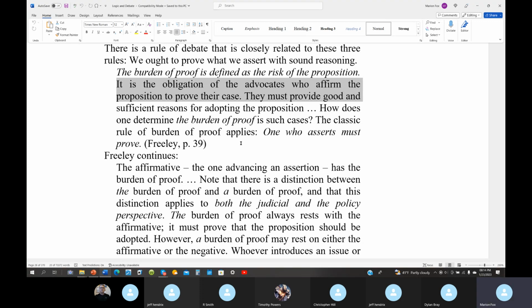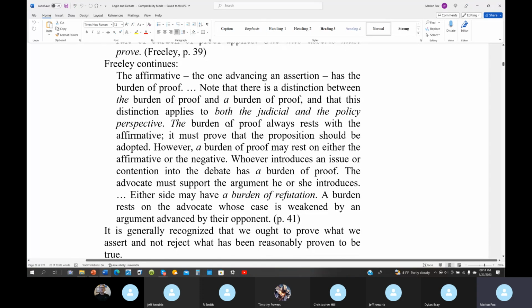That's reasonable, okay? Freely, in page 39, goes on and says in page 41, the affirmative, the one advancing an assertion, has the burden of proof. It's his job to prove it. Note that there's a distinction between the burden of proof and a burden of proof. This distinction applies to both the judicial and policy perspective.